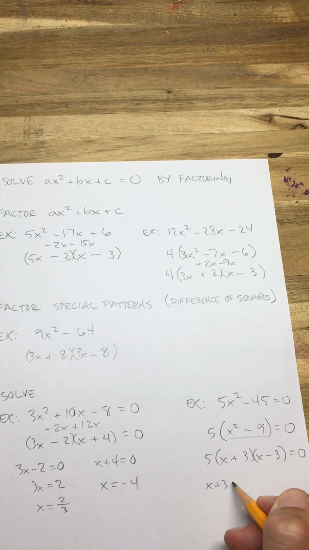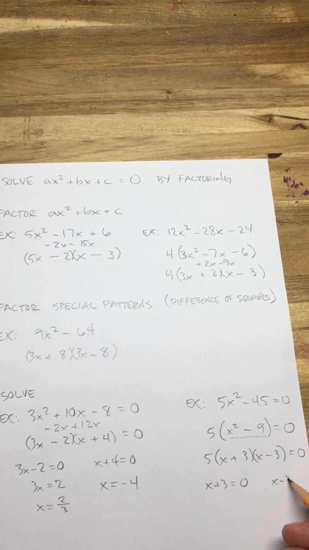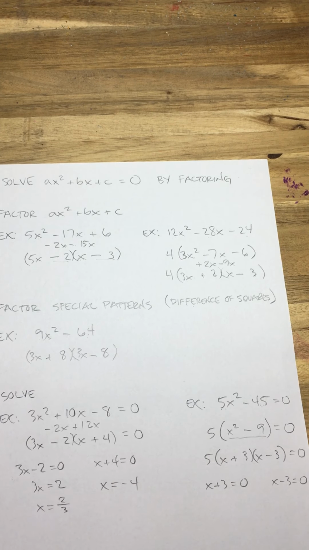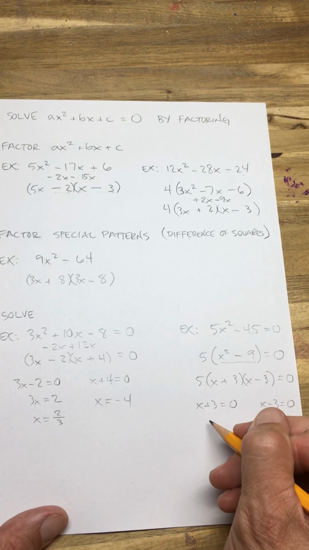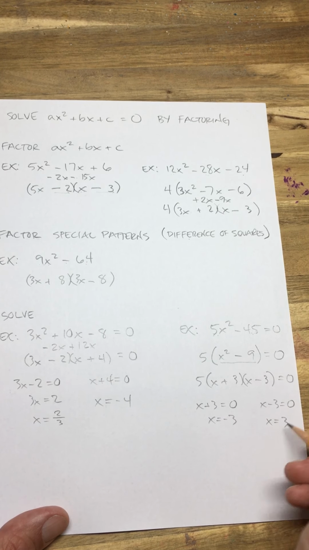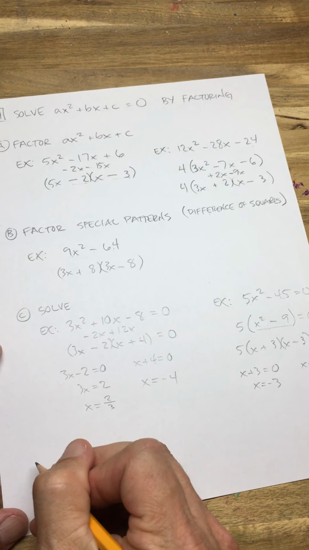Put x plus 3 equals 0 and x minus 3 equals 0. You're not going to put 5 equals 0. That doesn't make any sense, right? Okay, so here we go. Subtract the 3, x equals negative 3. Add the 3, x equals 3. Okay, I have one more challenge for you guys.